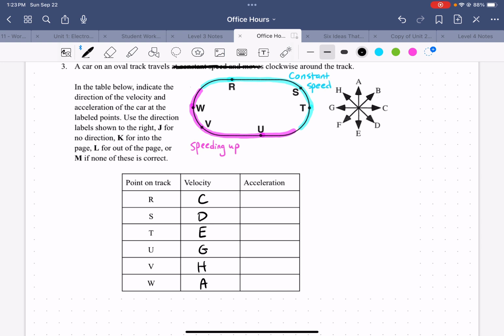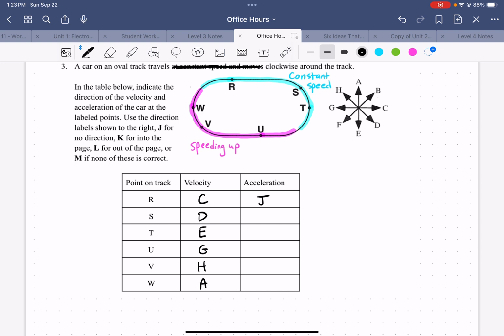At point S, however, the car is not changing speed, but it is changing direction. So there will be no tangential component to the acceleration, but there will be a radial component perpendicular to the velocity. So at S, the direction of the velocity was D, so acceleration perpendicular to the velocity puts us in either direction B or F. Which one of those 2 directions depends on which way the object is turning. The car is turning sort of to its right, so the acceleration will be in the direction F.